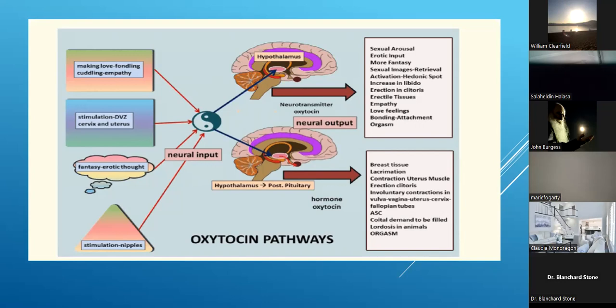And so, as you see, oxytocin is really involved in all the process of sex, whether the arousal, the erotic inputs, the fantasy, the increase in libido, erectile tissue, empathy, love feelings. All of this is mediated by oxytocin, right? And all the process of the orgasm. We can see that oxytocin is involved in all the process of sexual activities, the physiology of the sexual activities.